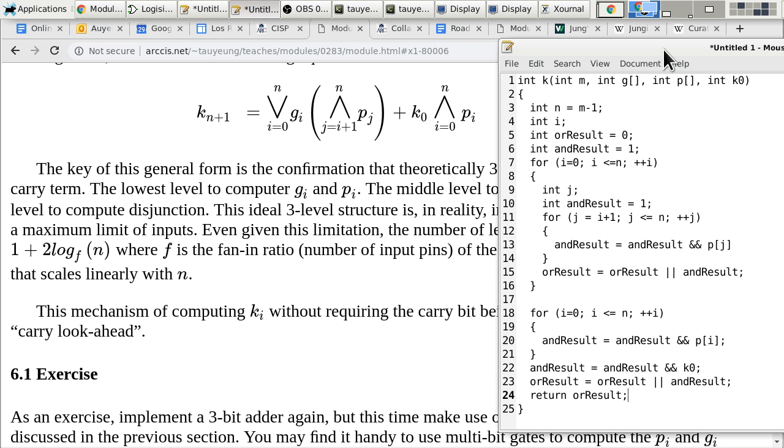So it basically only returns a 1 or a 0. Yes, because it's Boolean. K of M is basically a Boolean because it's a carry bit. Either you have a carry of 1 or a carry of 0. Are we good so far? Okay.